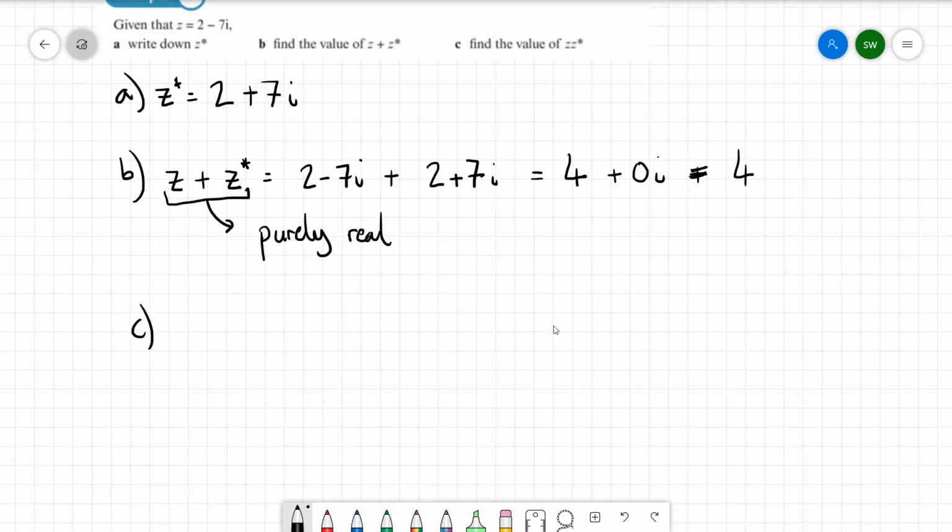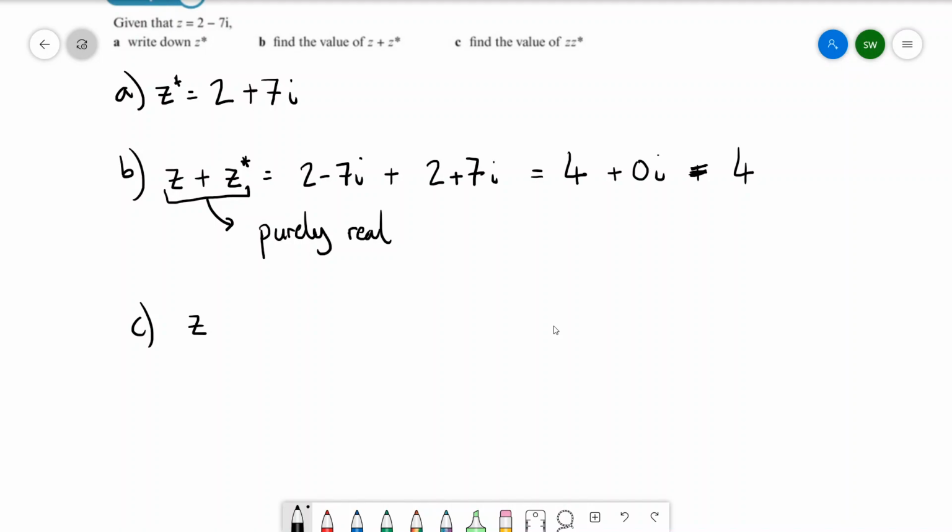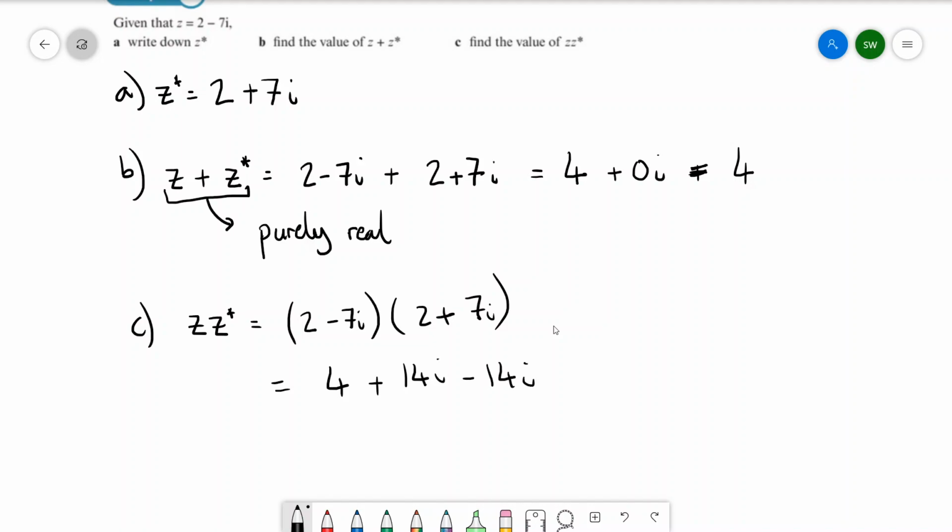Let's look at C. We're going to have z times z star. So this time we're going to use brackets because we're timesing them together. So we're going to have 2 minus 7i times by 2 plus 7i. So we can expand the bracket to get 4 plus 14i. And then we're going to have minus 7i times 2, which is minus 14i. And minus 7i times plus 7i. Minus 7 times 7 is minus 49. i times i is i squared.